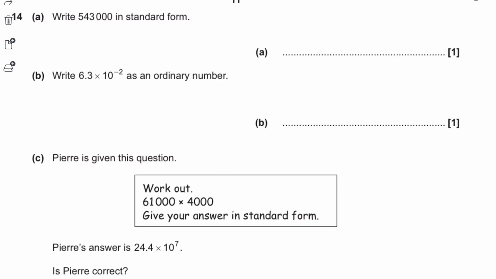Write 543,000 in standard form. That would be 5.43 times 10 to the 5.